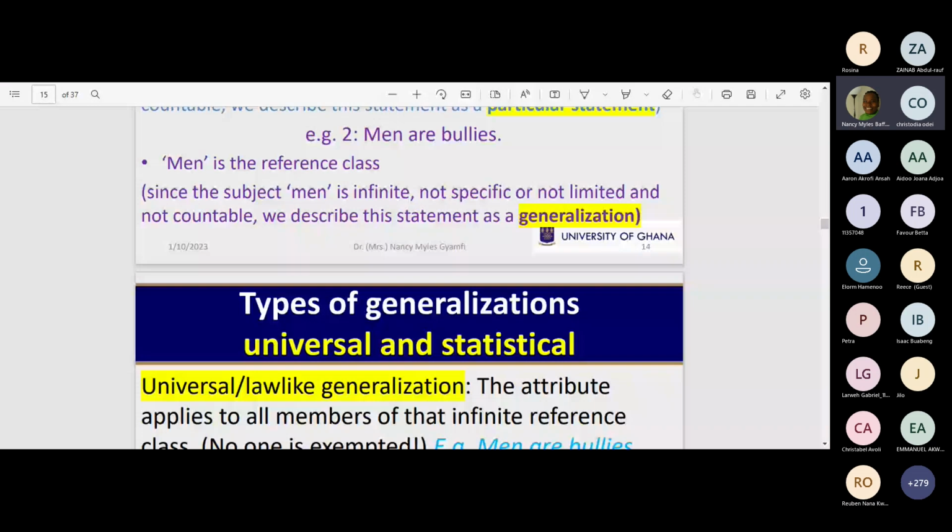The reference class is not specific. It is infinite. Some of you will say, I like to say infinite or uncountable. Potentially, it doesn't end. It's like God. Eternity past, eternity present, eternity future, all in one statement.